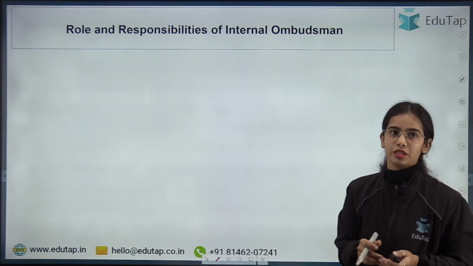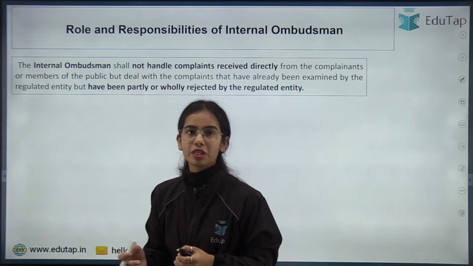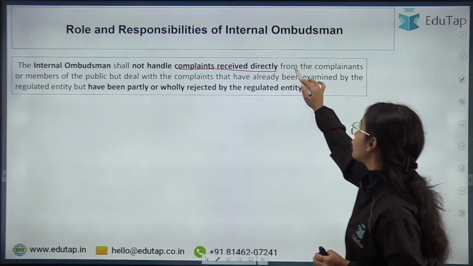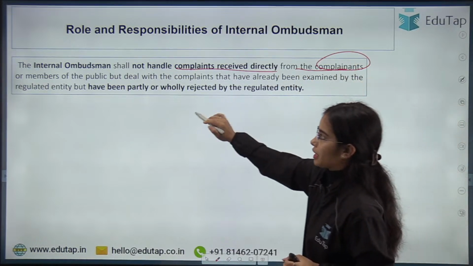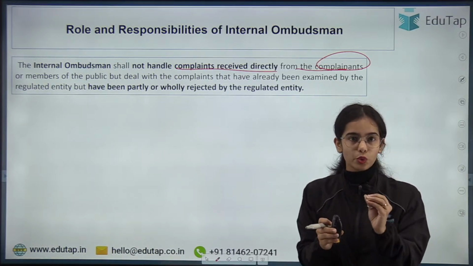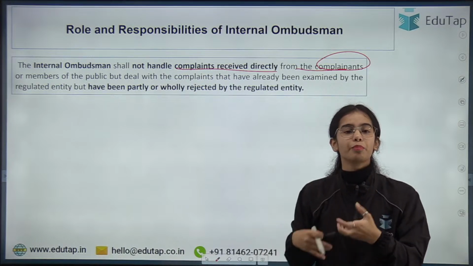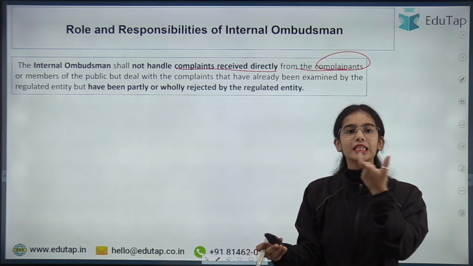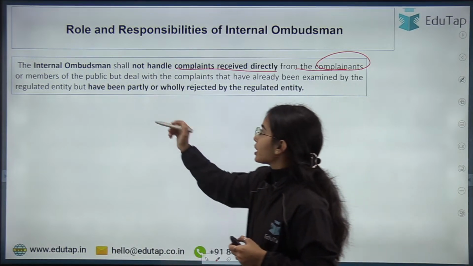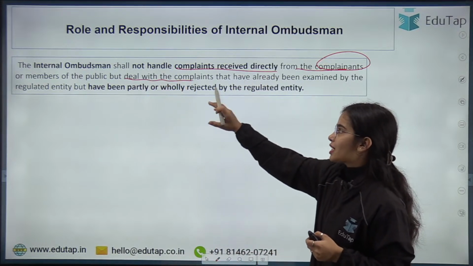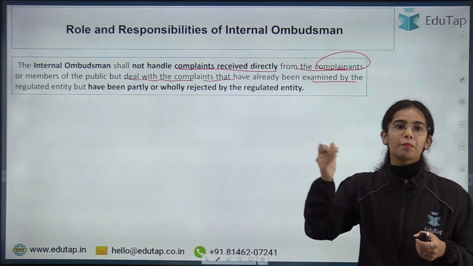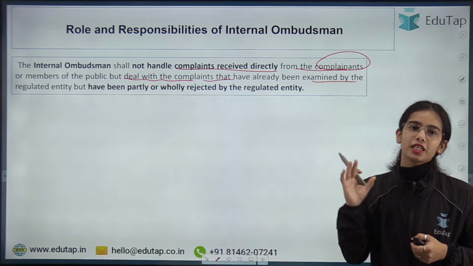Now, roles and responsibilities of the internal ombudsman. First of all, the internal ombudsman shall not handle complaints received directly from the complainants or members of the public. The internal ombudsman only has to review the wholly rejected or partially rejected complaints. So directly the internal ombudsman cannot pick up the queries or complaints of the customers. The internal ombudsman only has to deal with the complaints that have already been examined by the regulated entity, but which have been wholly or partially rejected by it.